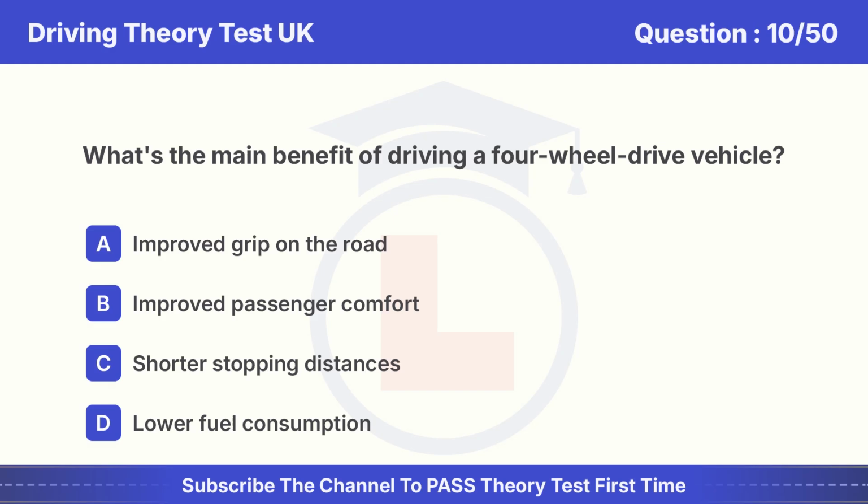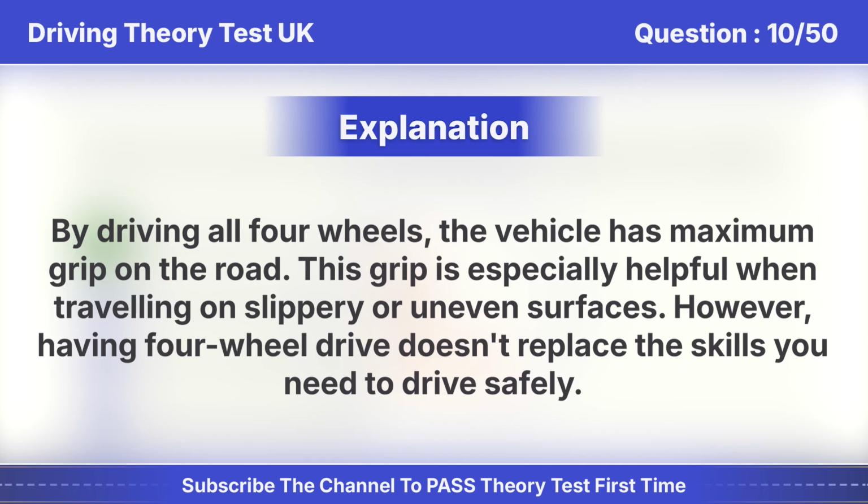Question 10. What's the main benefit of driving a four-wheel drive vehicle? Answer is A. Improved grip on the road. By driving all four wheels, the vehicle has maximum grip on the road. This grip is especially helpful when traveling on slippery or uneven surfaces. However, having four-wheel drive doesn't replace the skills you need to drive safely.